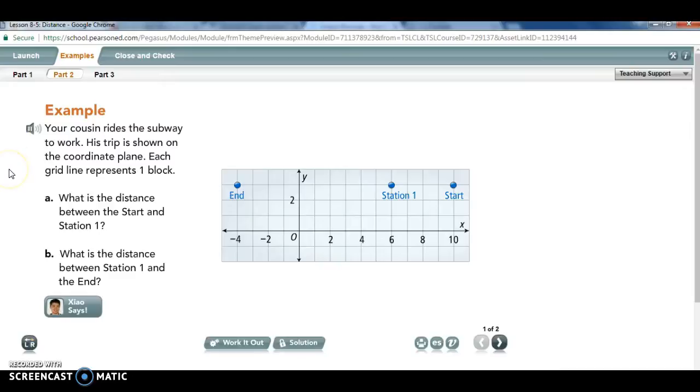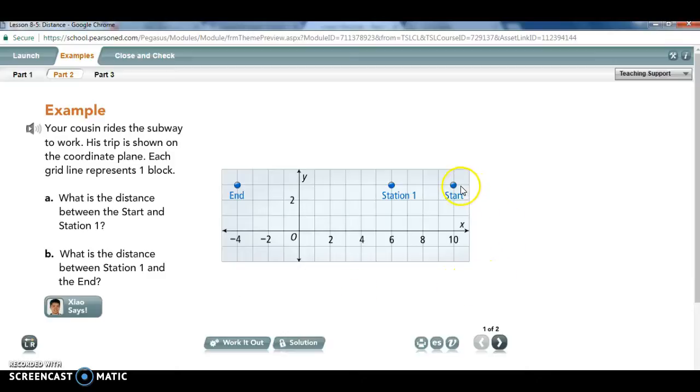Your cousin rides the subway to work. His trip is shown on the coordinate plane. Each grid line represents one block. Part A. What is the distance between the start and Station 1? Part B. What is the distance between Station 1 and the end? I would love for you to try this on your own first, and then we will talk about it in just 1 second.